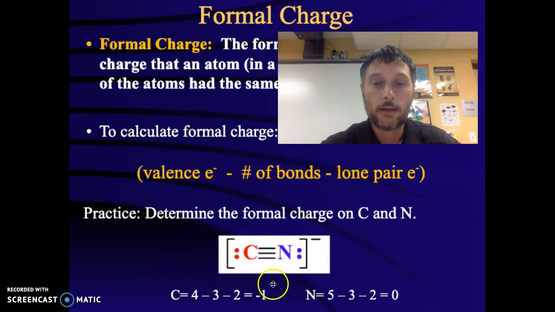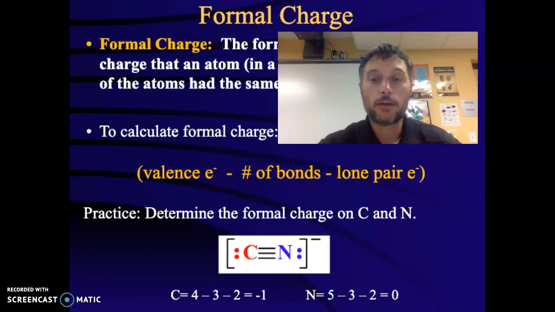So here is a practice. If we were to look at the CN ion, that's not cyanide, that's C and N, we can take our valence number of electrons minus our number of bonds. So 4 valence on carbon, we've got 3 bonds here, we've got 2 free electrons, so we subtract all of those. Our formal charge on carbon is -1. Same thing for nitrogen. There are 5 valence electrons. We've got a triple bond shown here, so we subtract 3. We've got 2 free electrons, so we subtract those, and we get a formal charge of 0.